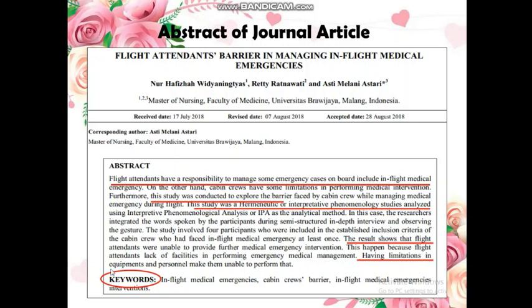And this is the same: there are keywords written under the abstract. The keywords enable the reader to get access to your article while they are using search engines such as Google, Yahoo, and something like that. So the first thing is that the keywords should match your main topic or your main idea of your research.